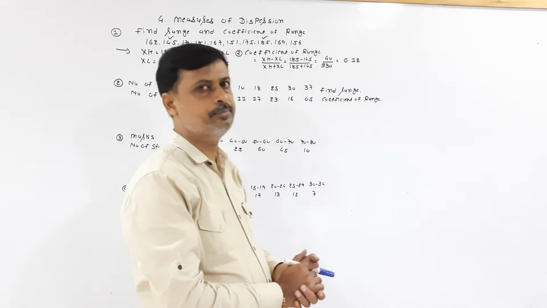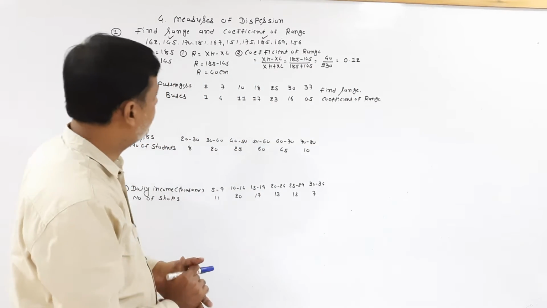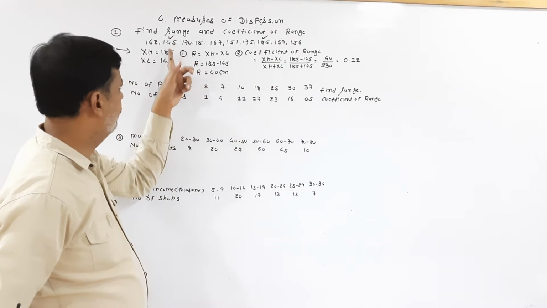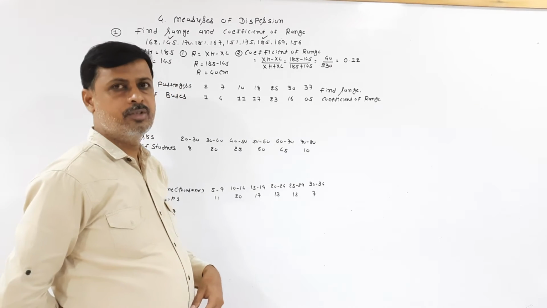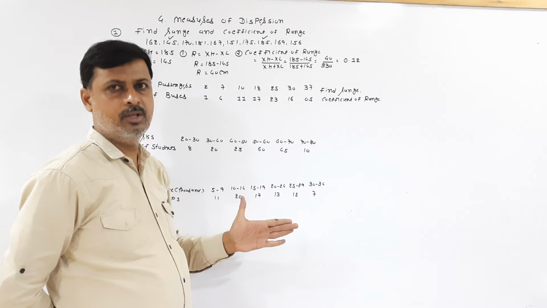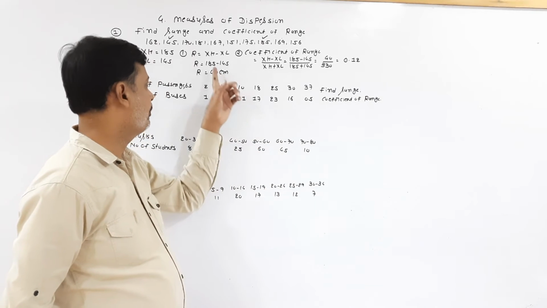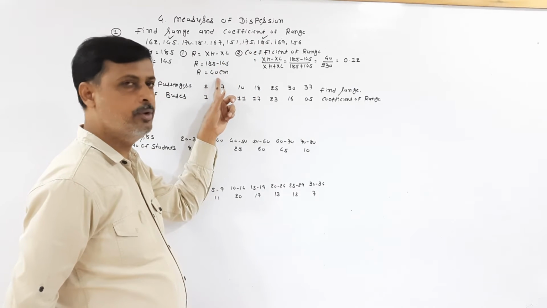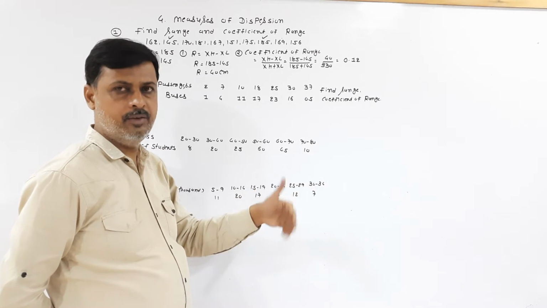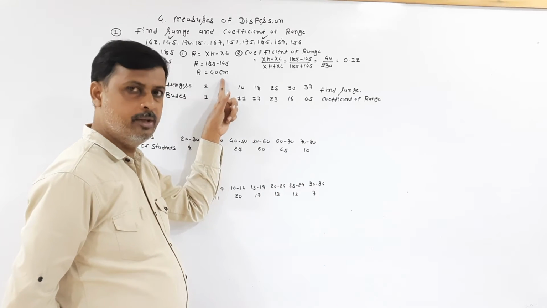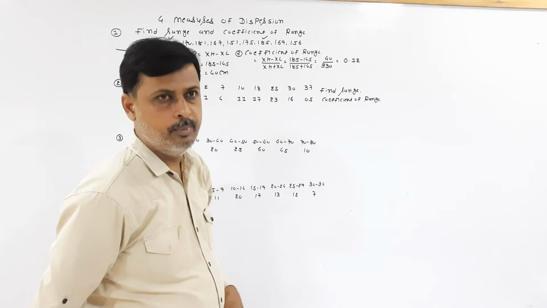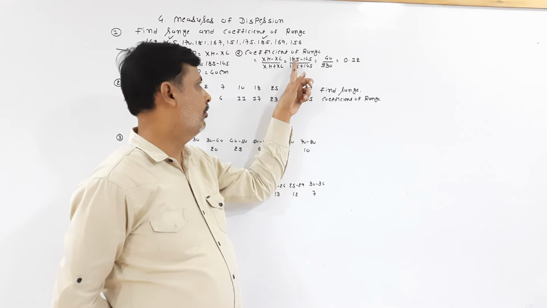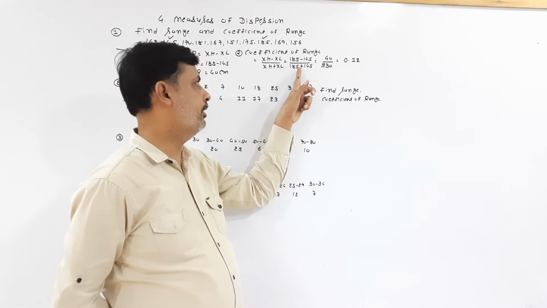So 0.12. Again I repeat, in this example the highest observation was 185 and the lowest 145. Range means the difference between the highest observation and the lowest observation, XH minus XL. 185 minus 145, that is 40, and since the height of students is given in centimeters, it is 40 centimeters. Coefficient of range means XH minus XL upon XH plus XL, 185 minus 145 upon 185 plus 145.